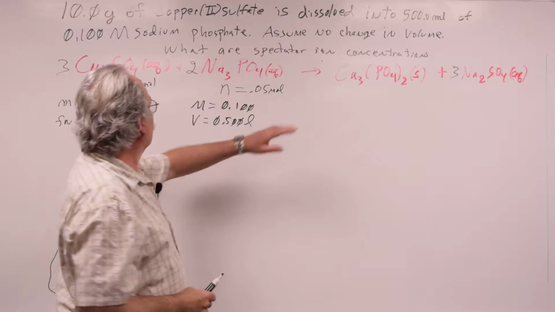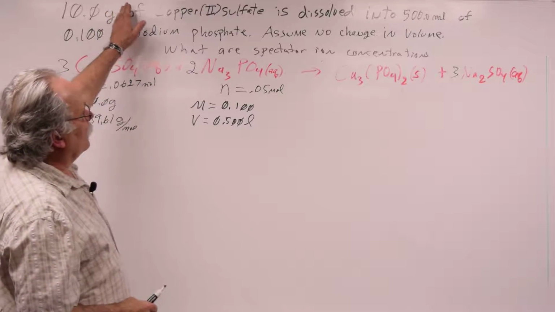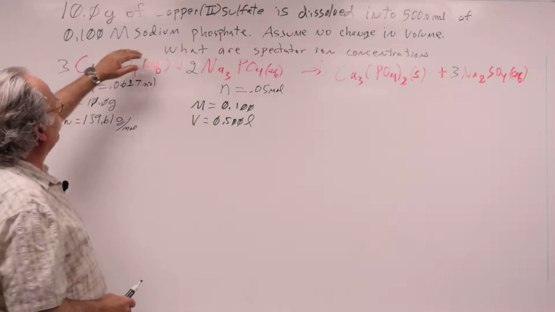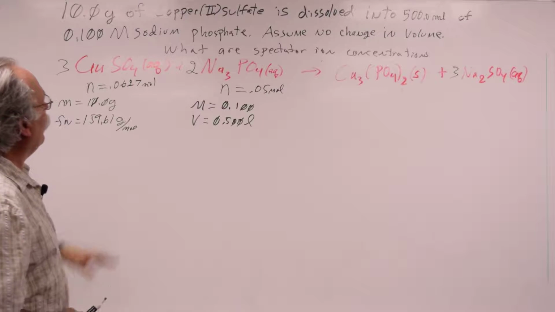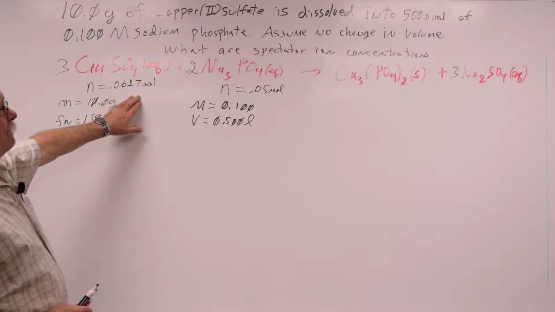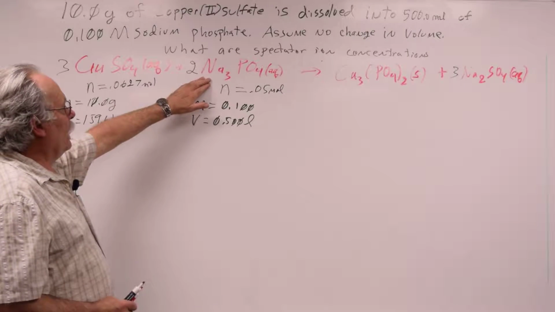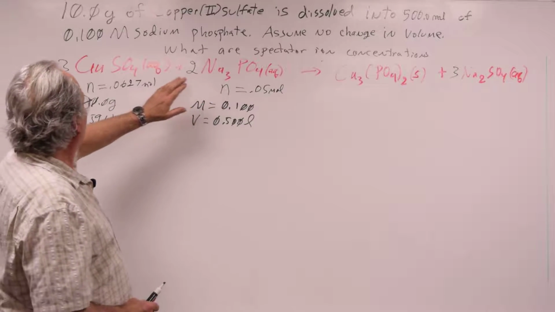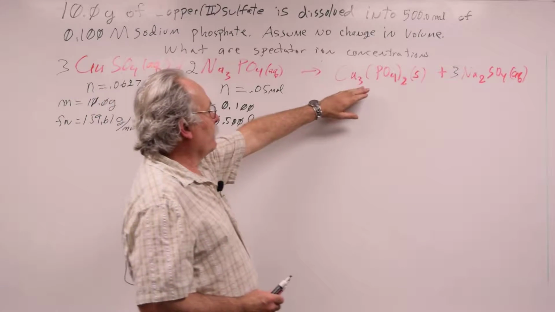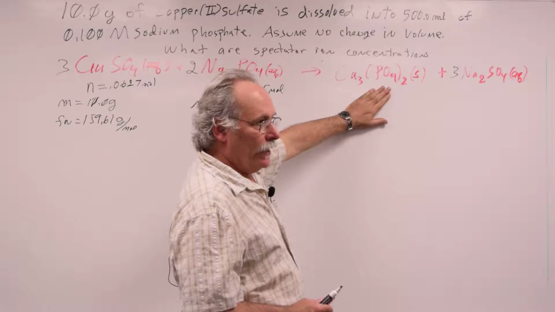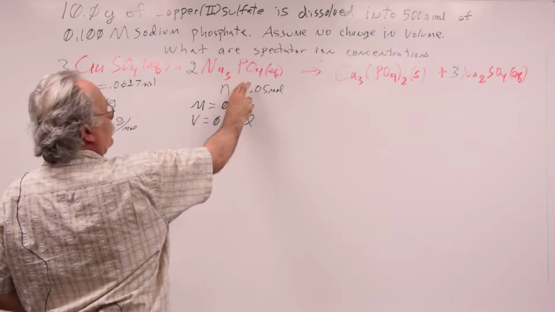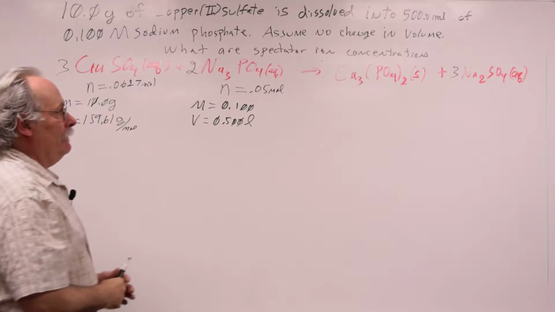Okay, what we've shown so far is that if I take 10 grams of copper 2 sulfate and dissolve it into 500 mLs of 0.1 molar sodium phosphate, the copper sulfate was the limiting reagent. Sodium phosphate was the excess reagent. We could produce 7.95 grams of the phosphate, and we calculated the excess phosphate in the previous problem.